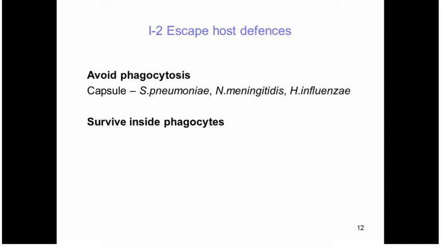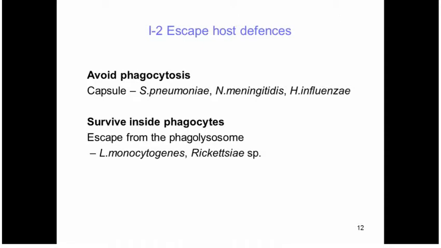Other bacteria will find a way to survive inside the phagocytes. So they don't avoid being internalized, but once they're internalized, they find a way to survive. So either they'll escape from the phagolysosome. Listeria will do this, Rickettsia will do that, and they live inside the cytosol. Rickettsia, I don't know actually, but Listeria monocytogenes expresses a protein called listeriolysin, so it's going to lyse the membrane of the phagolysosome, and this will allow the contents to escape into the cytosol.